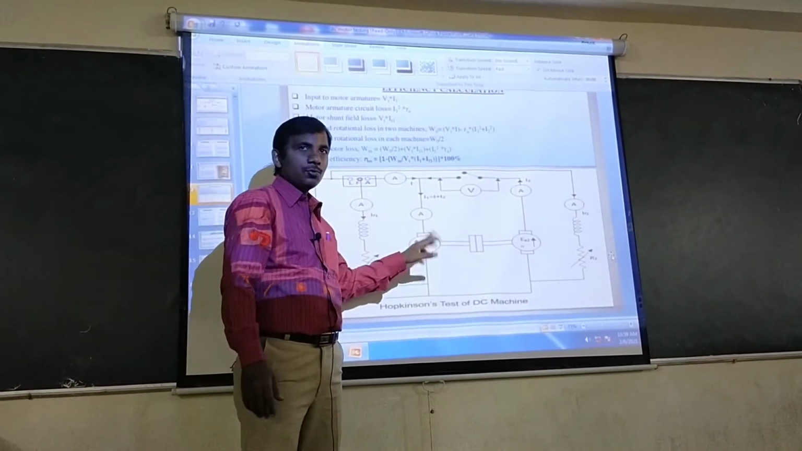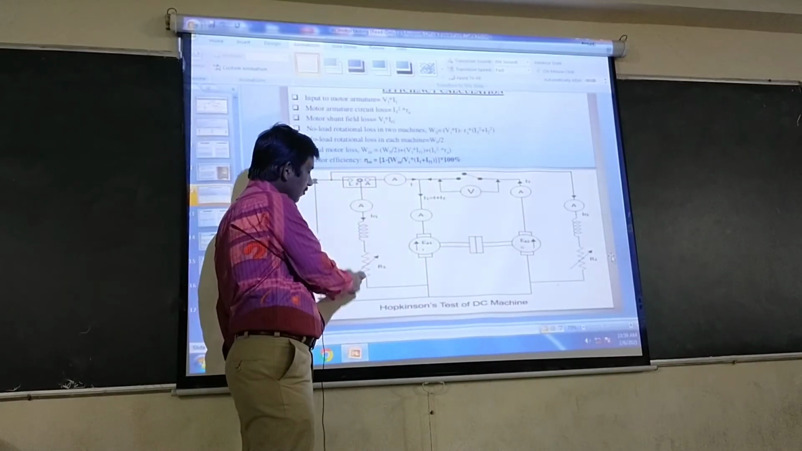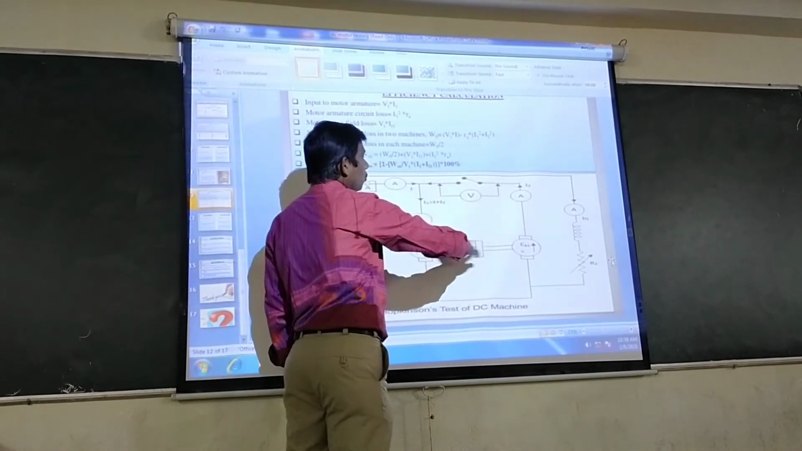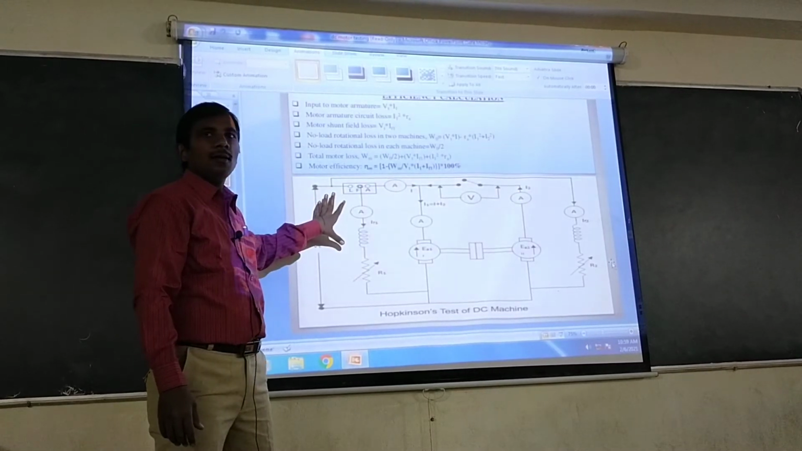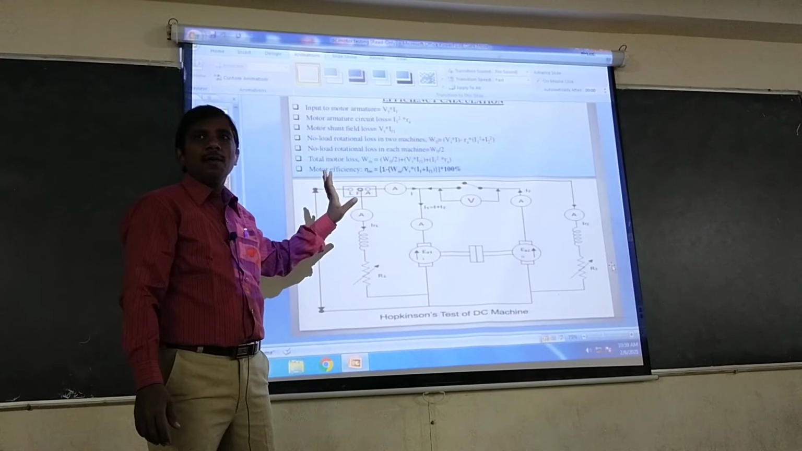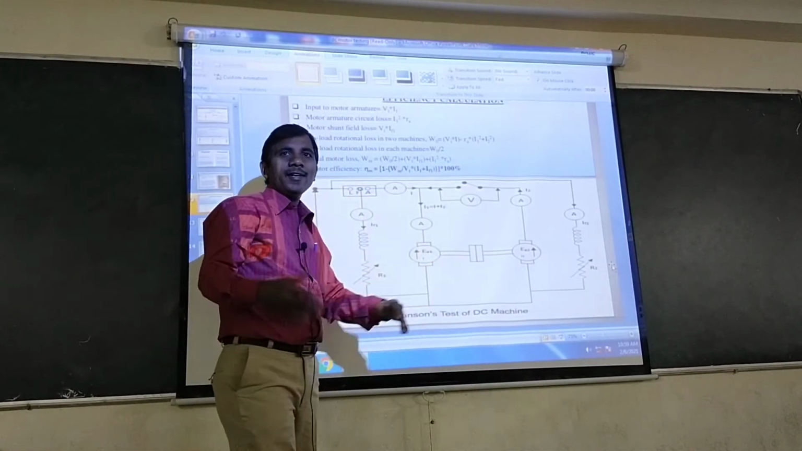Two DC machines are connected by using field rheostats, and an ammeter is connected. A voltmeter is connected between the two. First we switch on the kit, and after that we switch on this 3-point starter. By simply varying the 3-point starter, run the motor at rated speed.